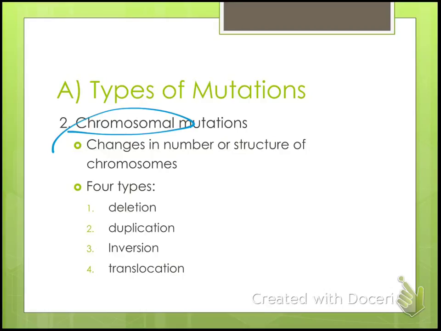Sometimes gene mutations, like point mutations, don't result in any change. You might not notice a change in any protein, but a chromosomal mutation is definitely more serious. We're going to talk about the 4 types. I'm going to show you a picture about what they are. They are deletion, duplication, inversion, and translocation.